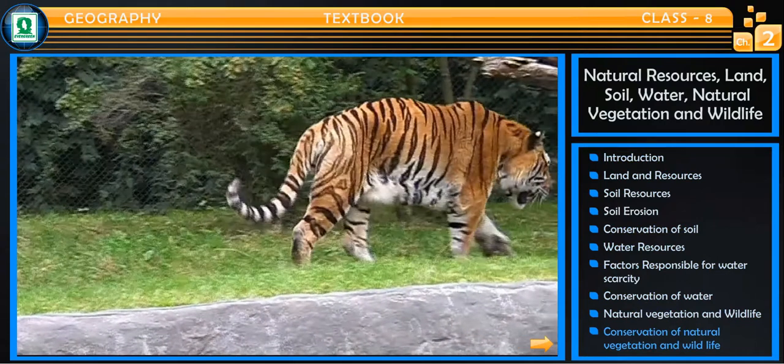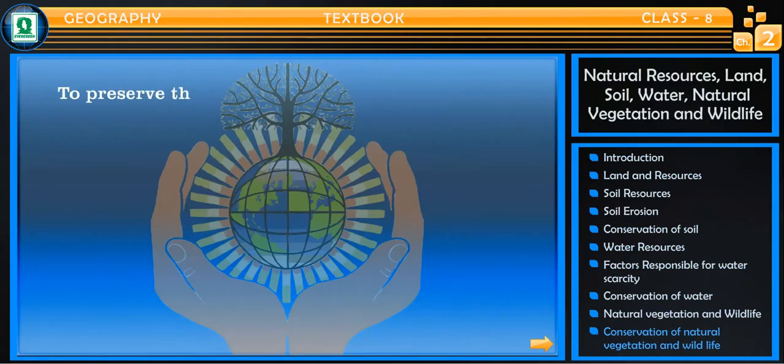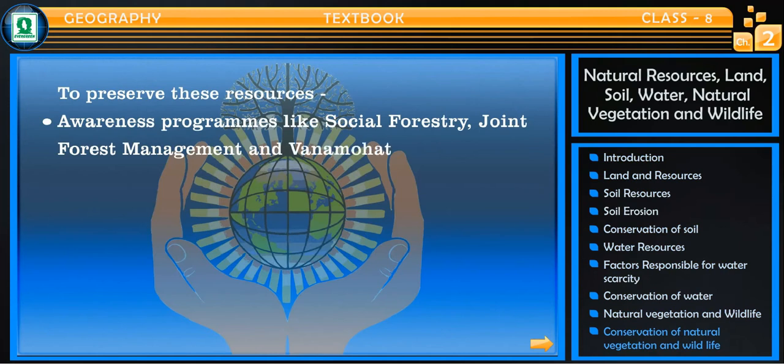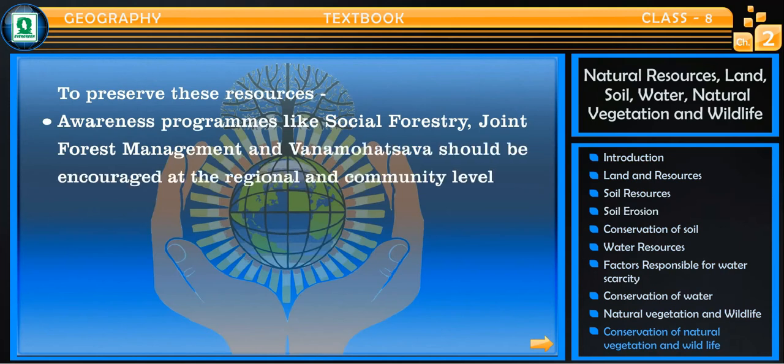To preserve these resources, awareness programs like social forestry, joint forest management, and Van Mahotsav should be encouraged at the regional and community level. Strict laws to check poaching should be formulated.